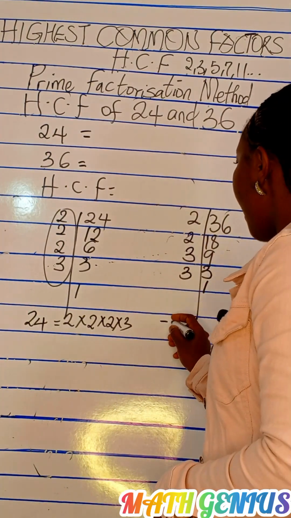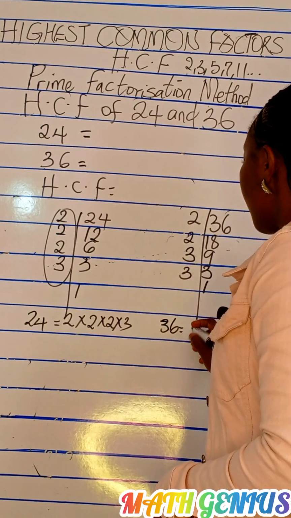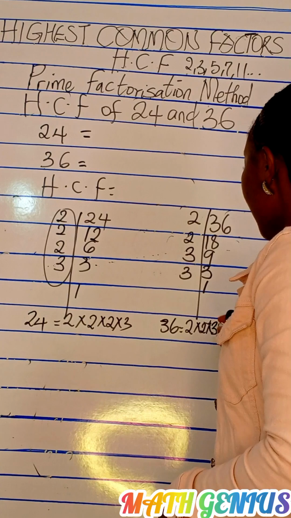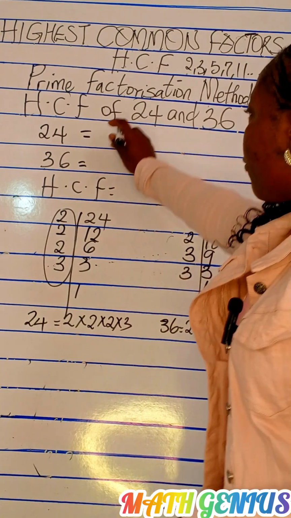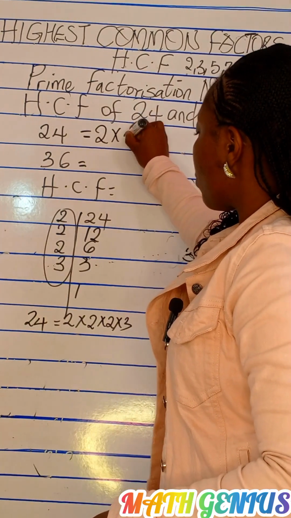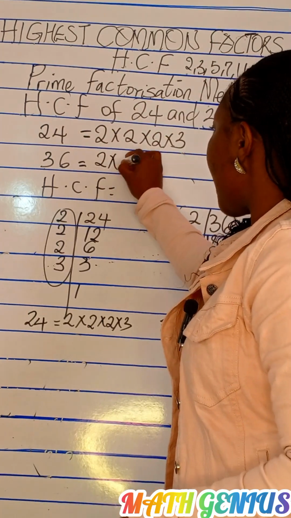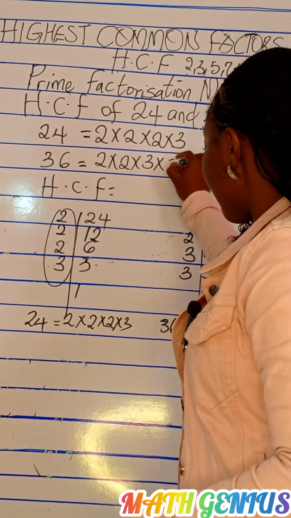So as product, we have 2 times 2 times 3 times 3. So let's take it up here. For 24, we have 2 times 2 times 2 times 3. For 36, we have 2 times 2 times 3 times 3.